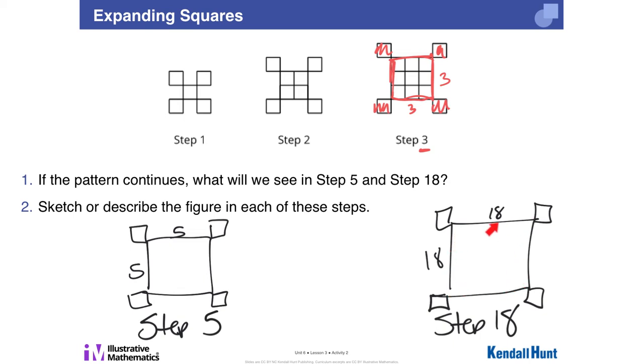Step 18, I'm going to have a big square in the middle. That's an 18 by 18 square. And then 4 squares being added on.